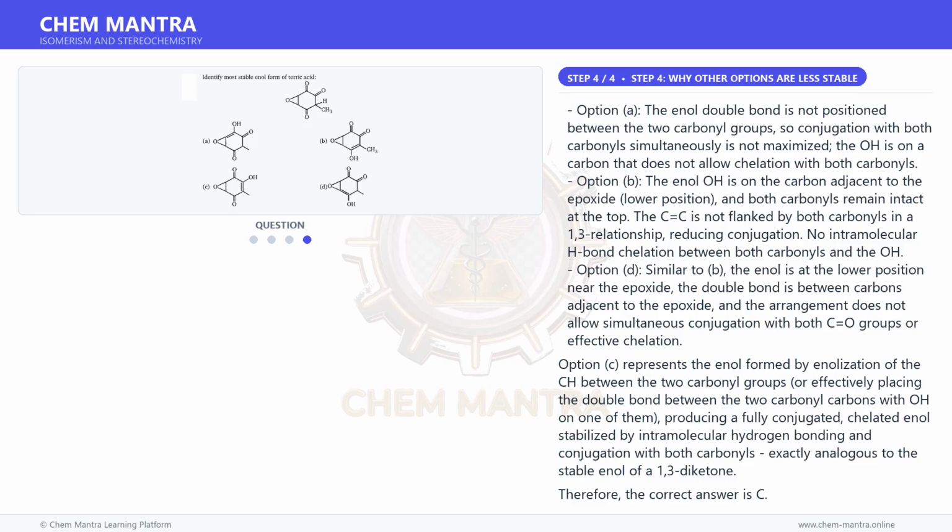Option A. The enol double bond is not positioned between the two carbonyl groups, so conjugation with both carbonyls simultaneously is not maximized. The OH is on a carbon that does not allow chelation with both carbonyls. Option B. The enol OH is on the carbon adjacent to the epoxide, lower position, and both carbonyls remain intact at the top. The C=C is not flanked by both carbonyls in a 1,3 relationship, reducing conjugation. No intramolecular H-bond chelation between both carbonyls and the OH.